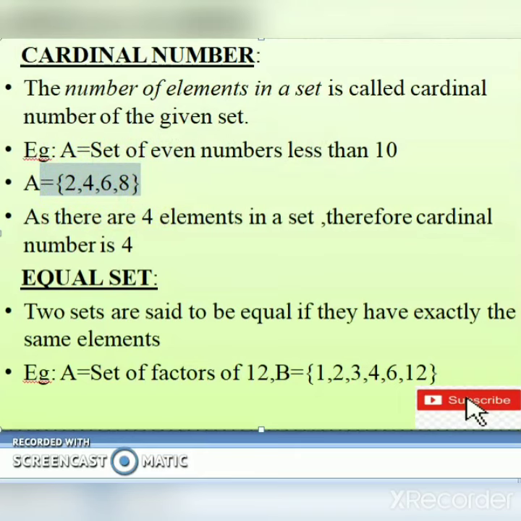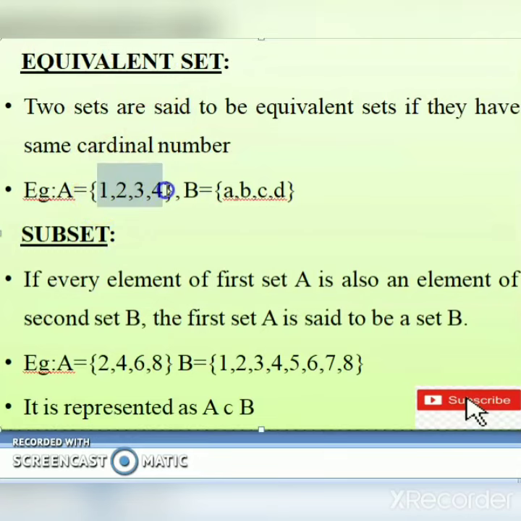So in the case of equivalent sets, if the number of elements in A and the number of elements in B are the same, then they are called equivalent sets. For example, here I have 1, 2, 3, 4, and here I have A, B, C, D. If I count, the number of elements in set A is 4 and the number of elements in set B is also 4. So here the cardinal number is 4. Therefore, A and B are called equivalent sets.